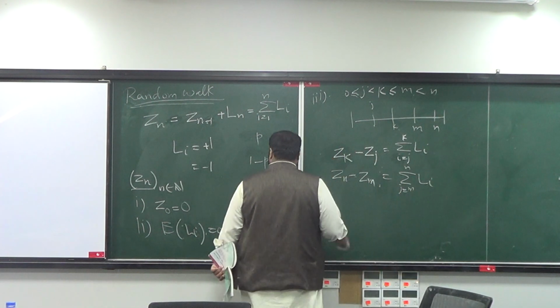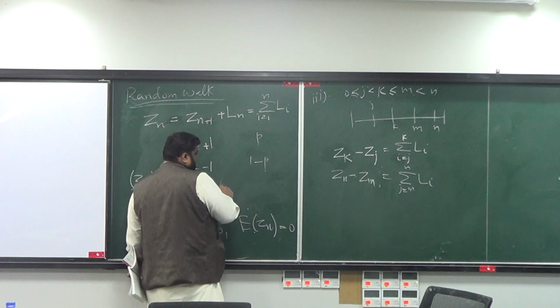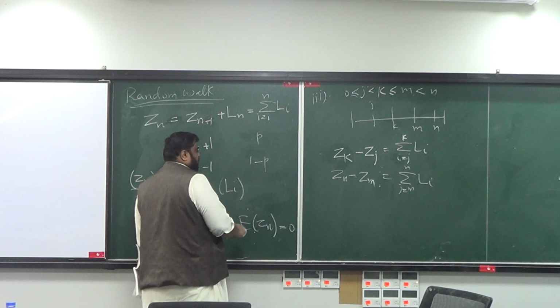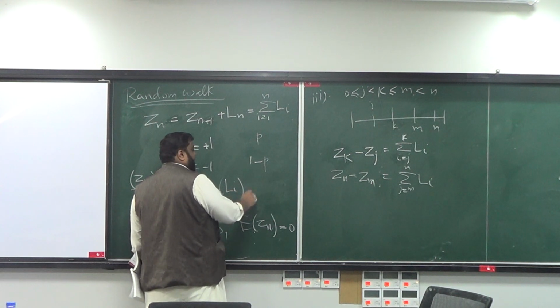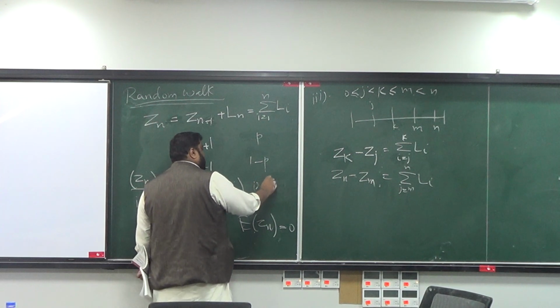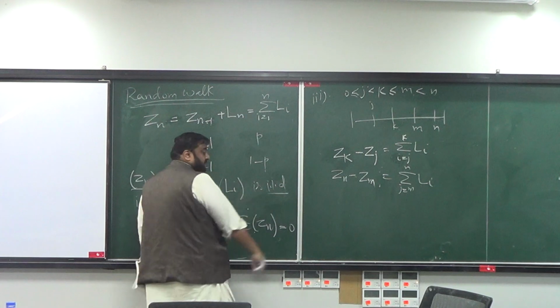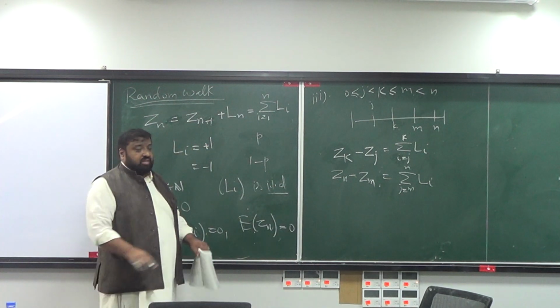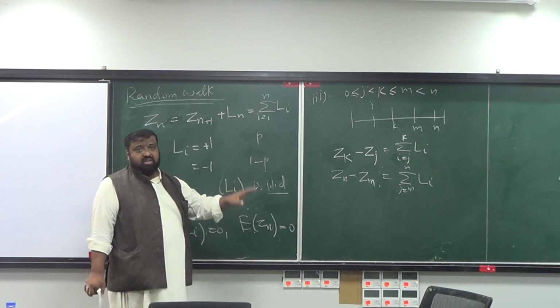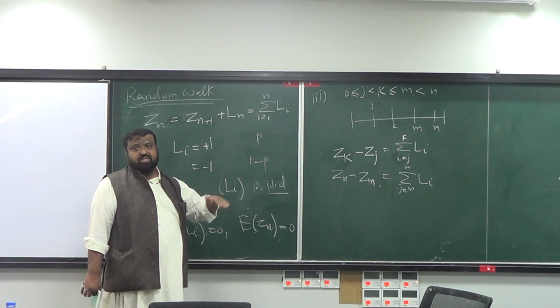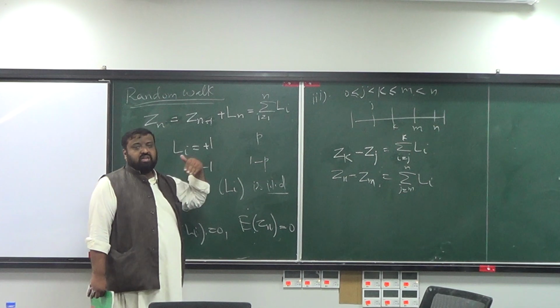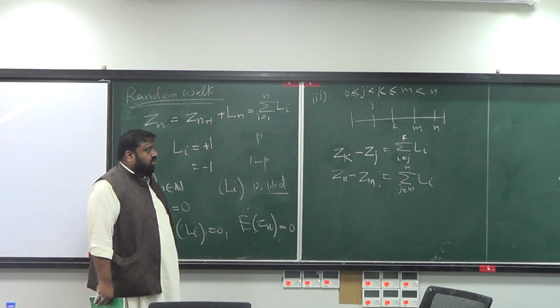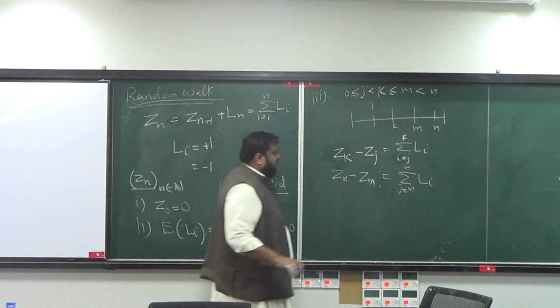Okay, and it's very natural to assume that the sequence of Li is IID. They are IID, so they are independent. In other words, the outcome of one game does not influence the upcoming game or the previous game. They are not influenced by the previous game. So all of these are IID.